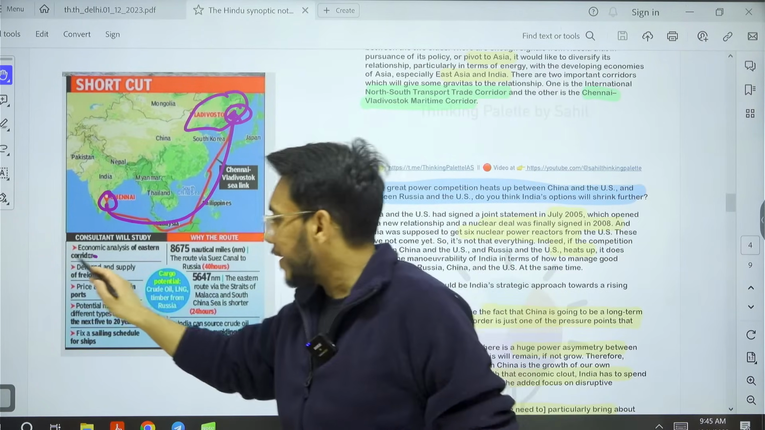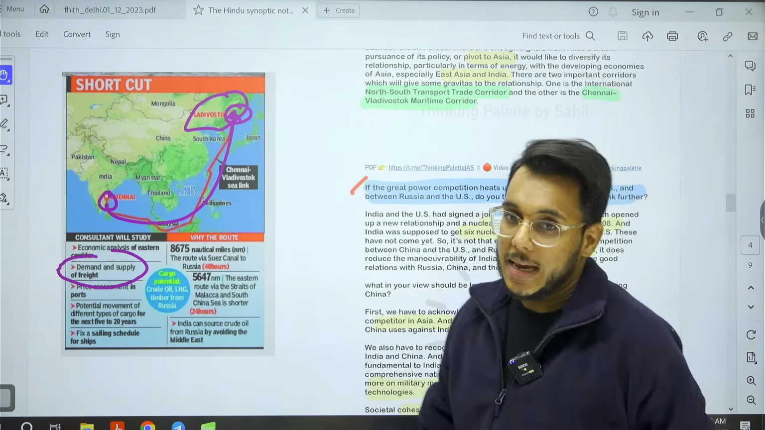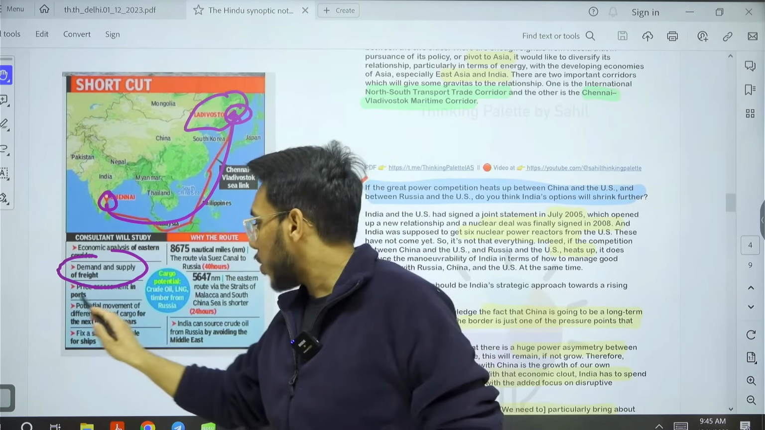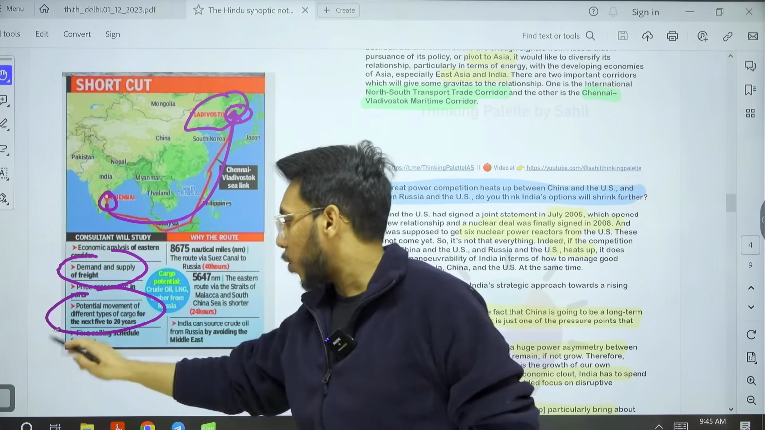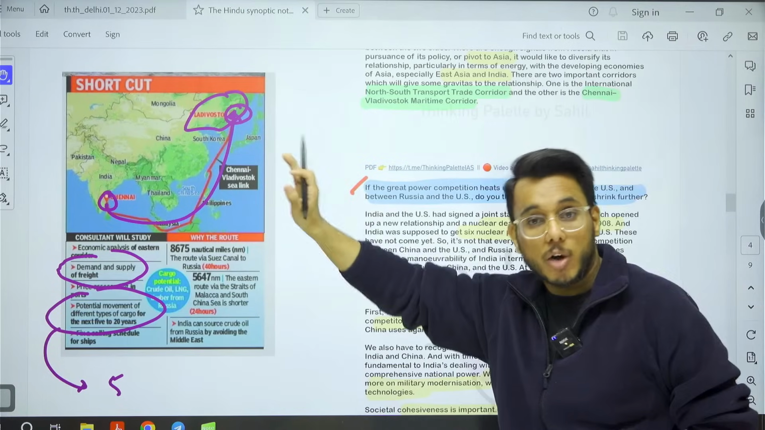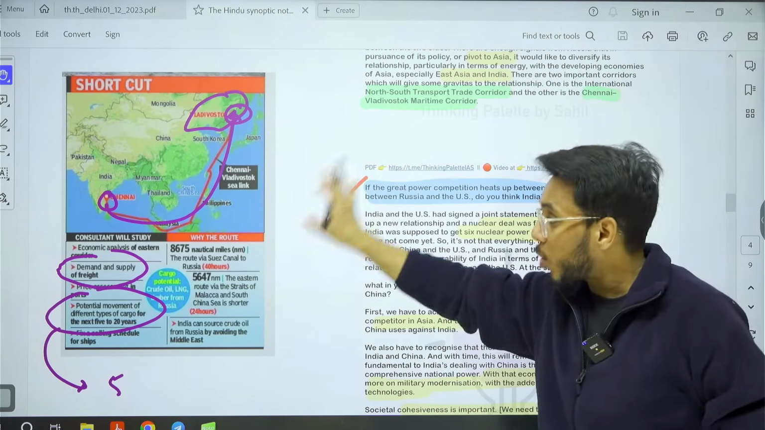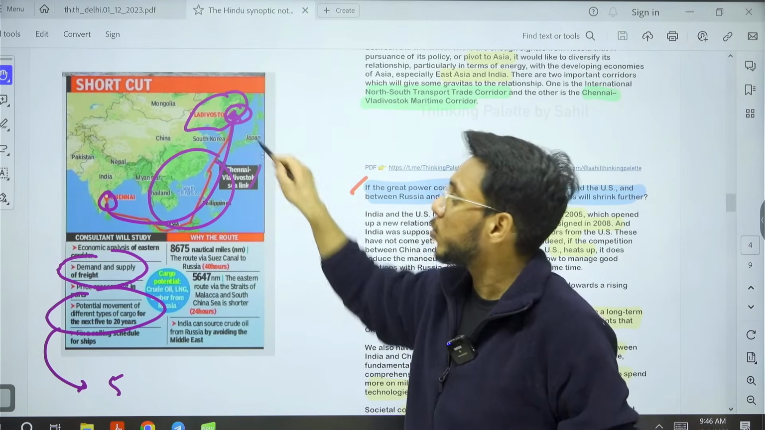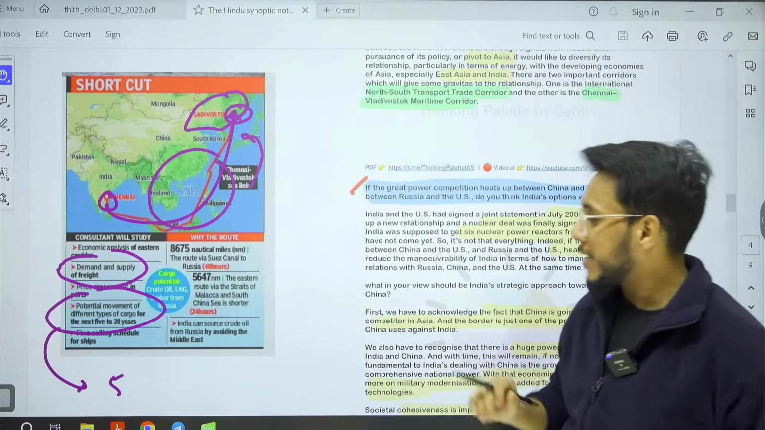Okay, now it will help to meet the demand and supply measures over the next 5 to 20 years. This will become a major route of cargo movement from not only India but the entire Asia to Russia. So this is something that is there.